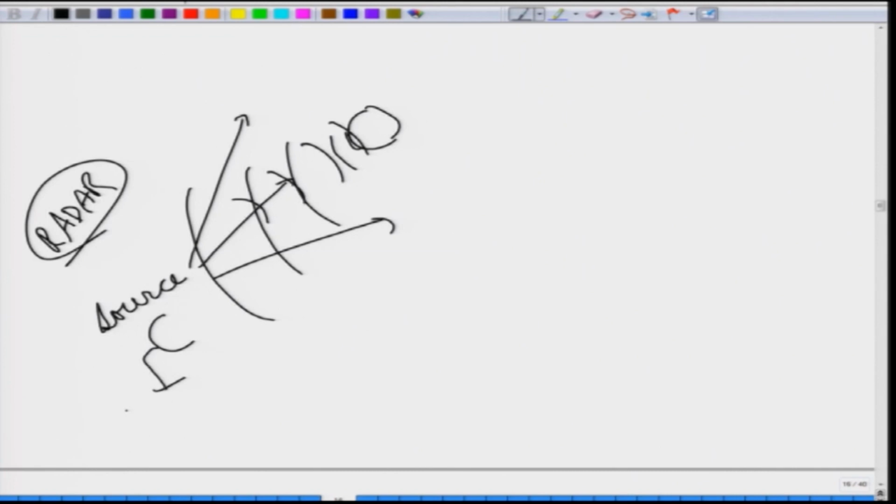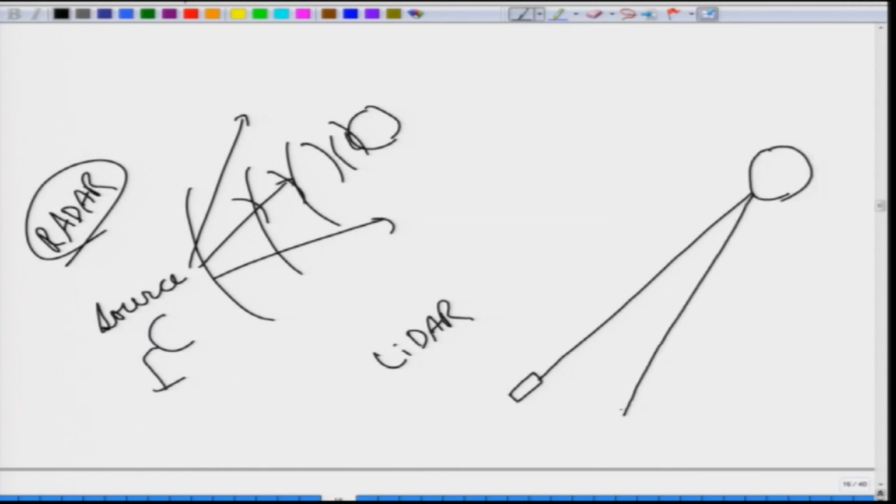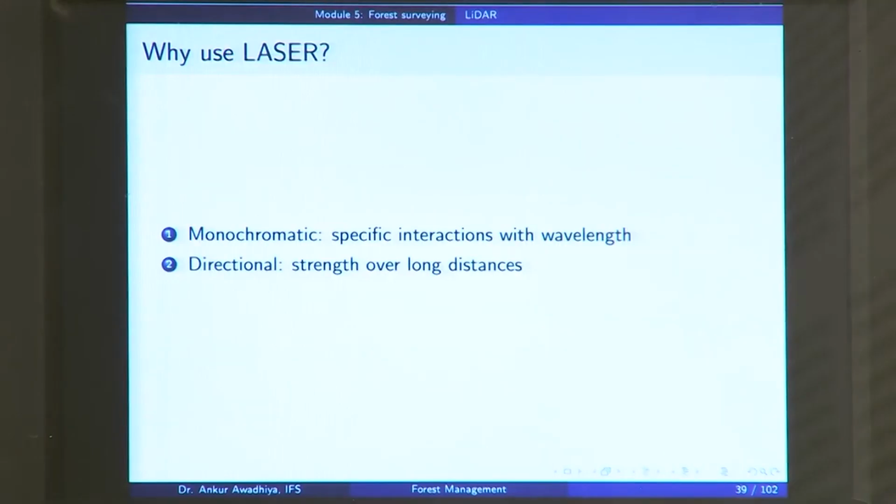In the case of LiDAR, which is light detection and ranging, it is very similar. So, what you are doing here is that you have a source that is giving out a laser beam, and this laser beam, when it interacts with the object, it reflects back, and when it reflects back, you are using a sensor to detect this laser pulse. Now, why do we use a laser pulse? Why do we have to go for a laser pulse and not the normal light?